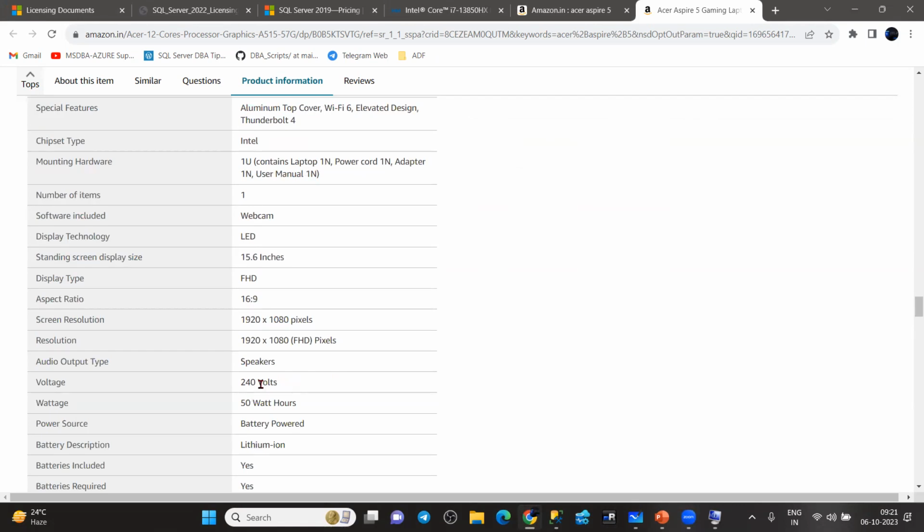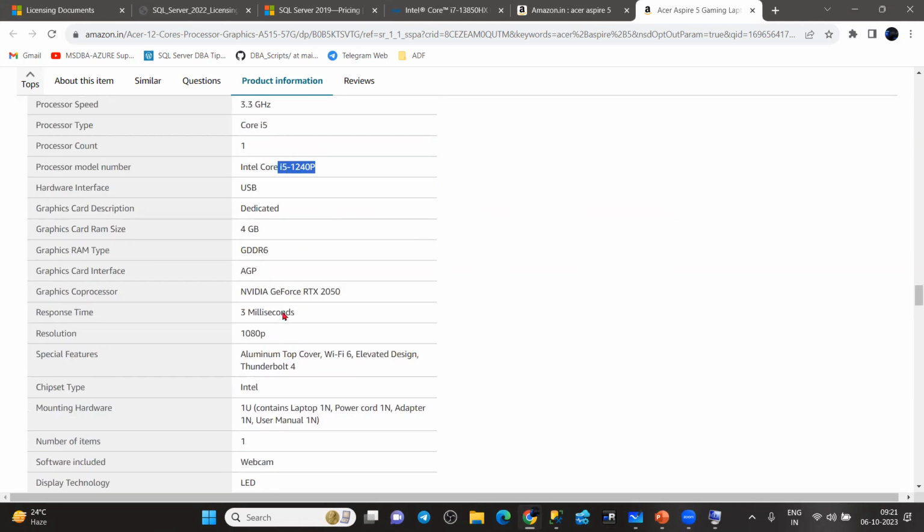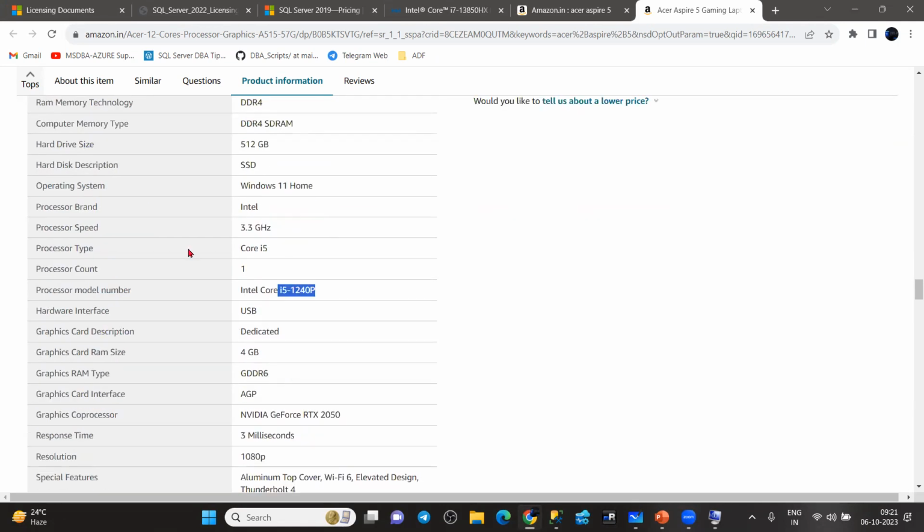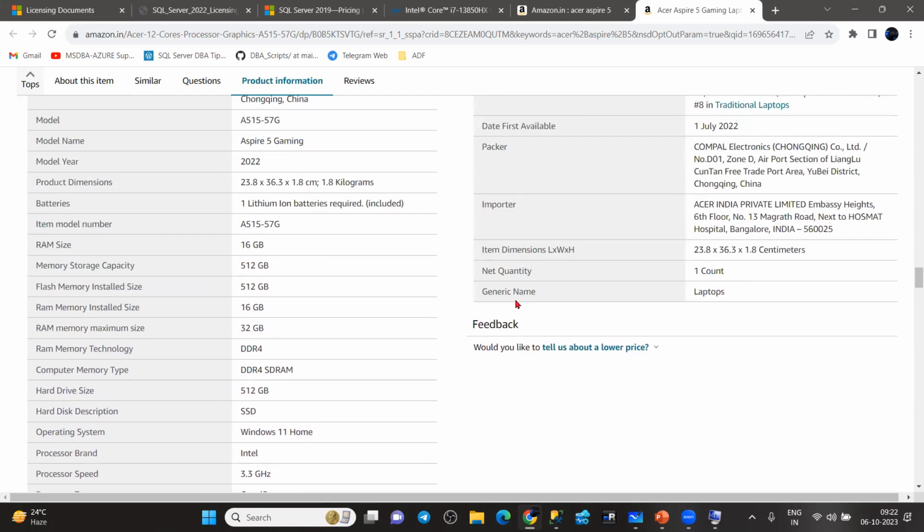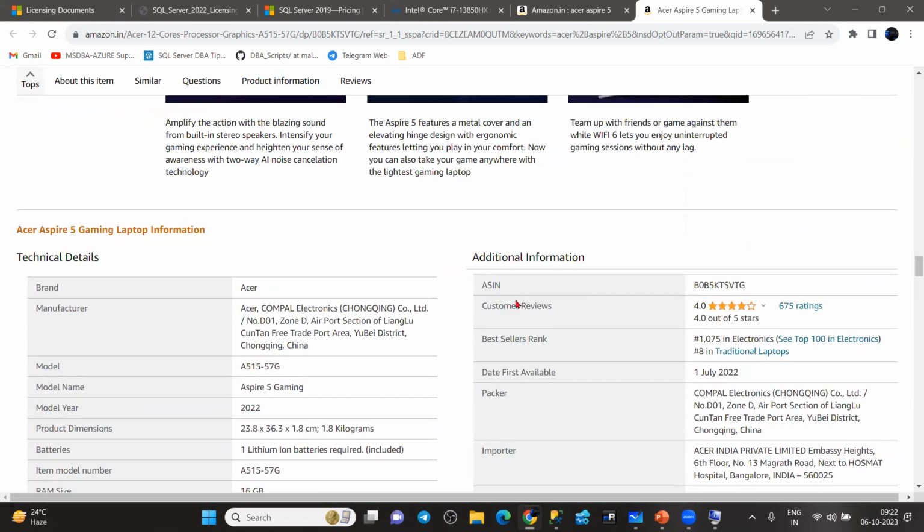Inside, you are just saying, okay, I'm getting 12 cores, but internally all 12 cores are not working, sir. Out of the 12 cores, how many are powerful cores and how many are efficient cores, that also matters. Whenever you are purchasing a laptop, do research on Google, sir.